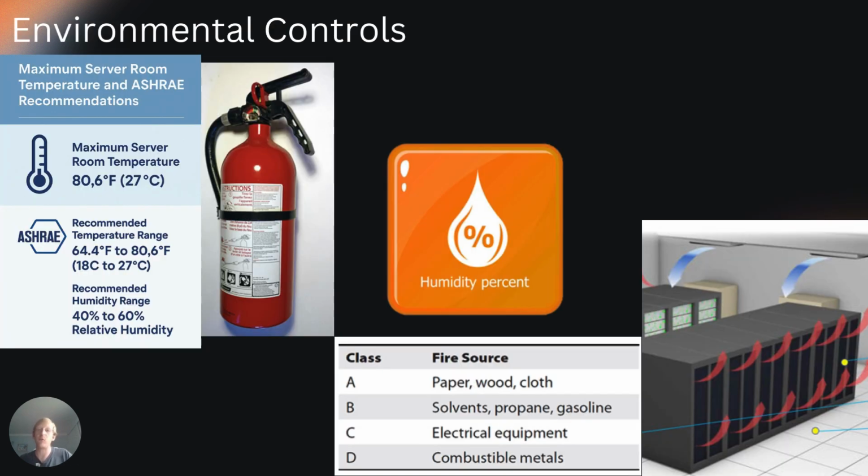Okay, environmental controls. Server rooms are very particular. We need to be very careful. Temperature is really important. There is a range of temperatures which are healthy. I always remember like 70 to 75. This says 64 to 80. Relative humidity should be about 50%. A little bit lower, a little bit higher is fine. You should know that for fire extinguishers, the Class C is used for electrical equipment.